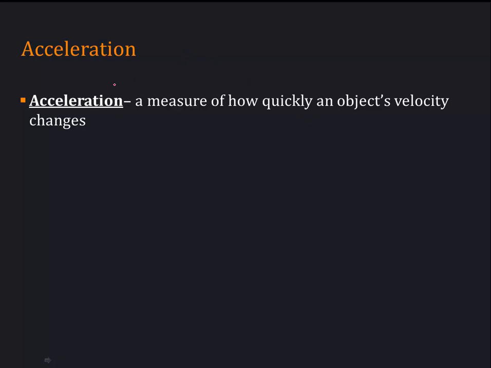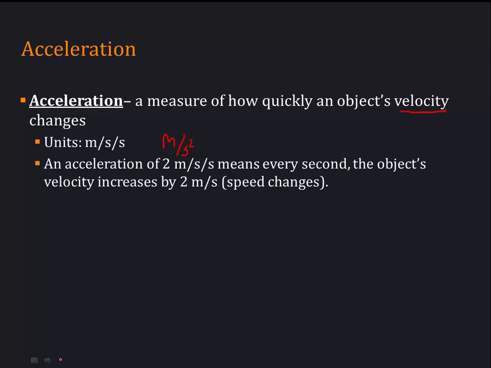Now remember, velocity is how quickly position changes. So when velocity changes, the object is either speeding up or slowing down, and since velocity includes direction, it could also be changing direction. The units of acceleration are meters per second per second. You will sometimes see me write that as meters per second squared. Those are equivalent units. They mean the same thing. They mean how much the velocity changes every second.